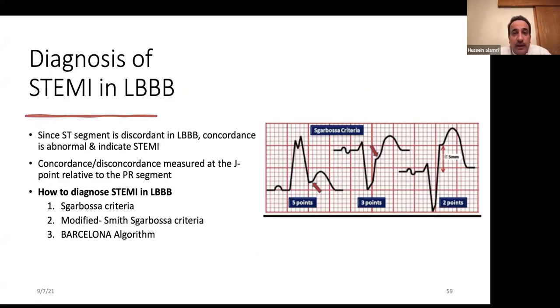So there are three criteria to diagnose ST elevation MI in left bundle branch block. The first one, which was developed in the 90s, I think, or early 2000s, was the Sgarbossa criteria. It relies on measuring the concordance or discordance at the J point. So you decide where the J point is, and then you decide where the concordance or discordance is. And there are, as I said, three criteria: the Sgarbossa criteria, the modified Smith-Sgarbossa criteria, and the Barcelona algorithm, which was published last year, 2020, in the American Heart Journal.